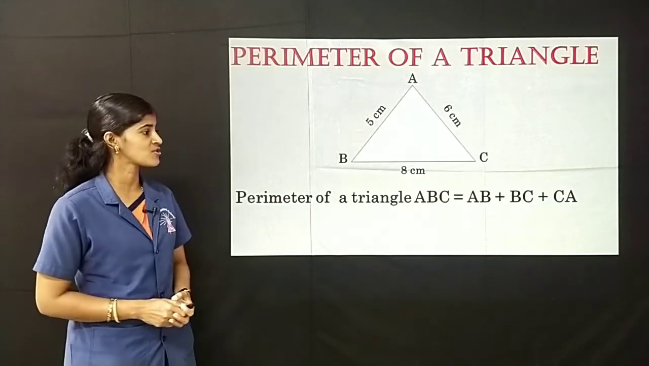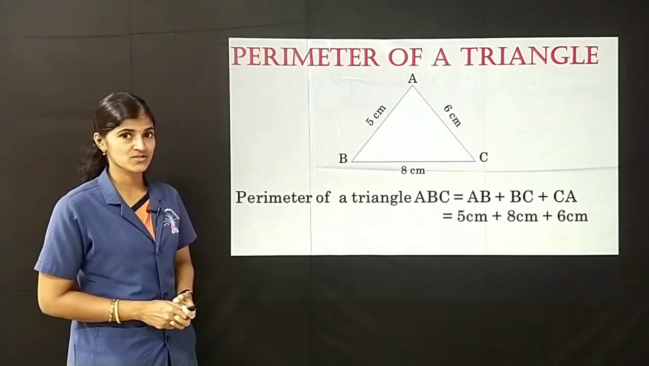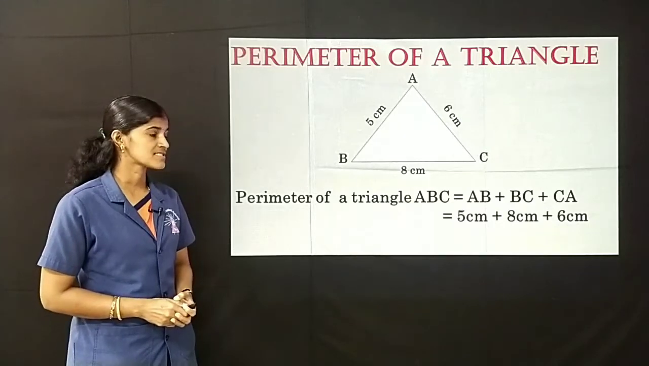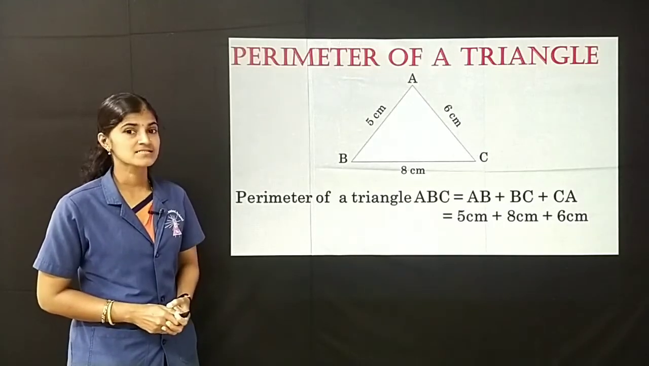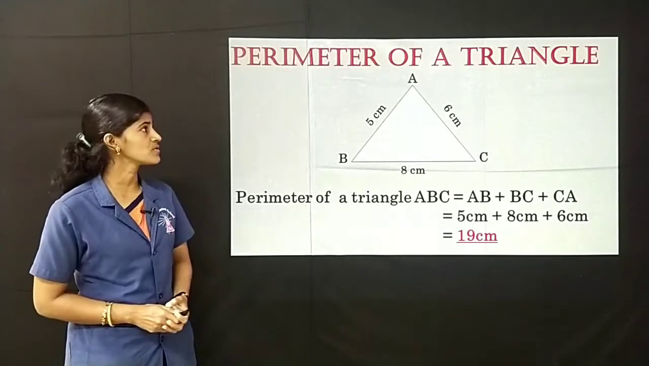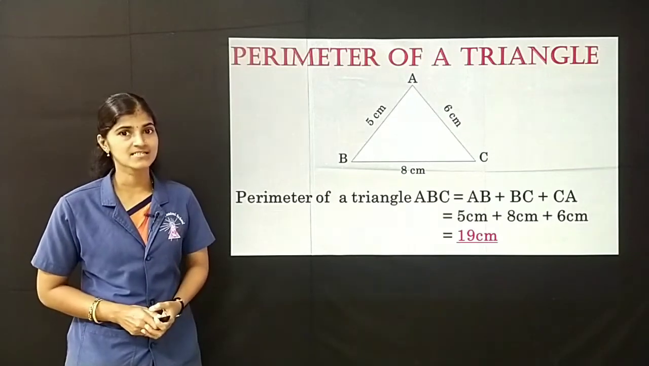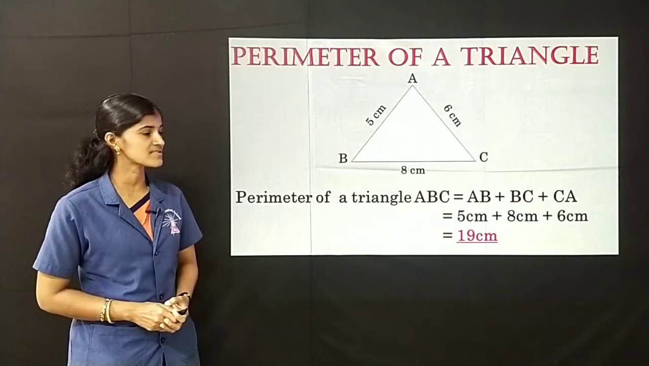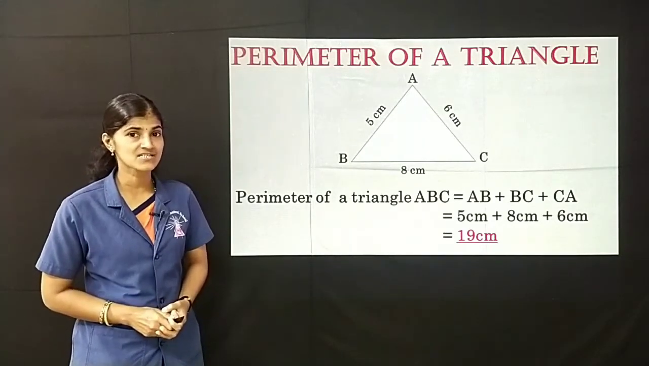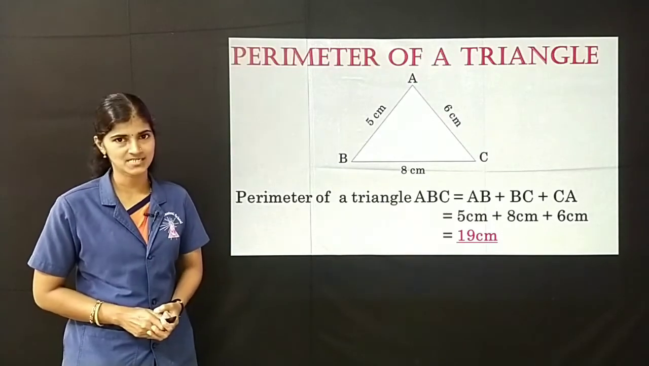Now, let us put in the values of these sides. AB is 5 centimeter, as you can observe, BC is 8 centimeter, and CA is 6 centimeter. The sum of this is 19 centimeter. Therefore, the perimeter of the triangle ABC is 19 centimeter. We have to write centimeter because the sides are given in centimeter, so the perimeter will also have the same unit, centimeter.